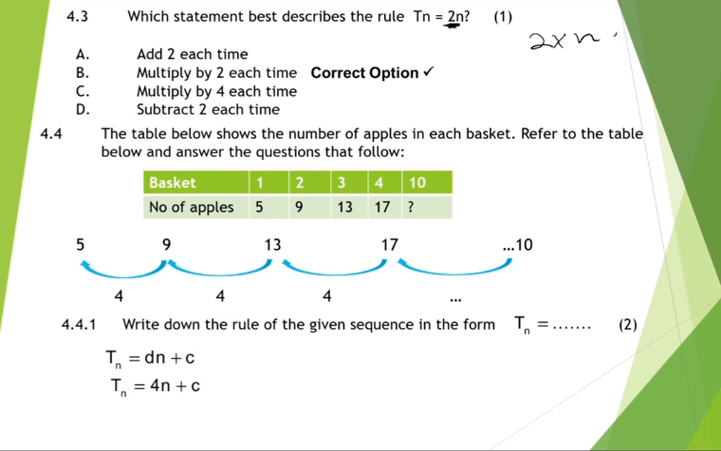So our d is 4. So Tn is equal to 4n plus c. We take the first basket, which has 5. So Tn will be 5 and n will be 1. We put 5 is equal to 4 times 1 plus c. That gives us 5 is equal to 4 plus c. Then subtract: c is equal to 5 minus 4. Then c is equal to 1. So Tn is equal to 4n plus 1.